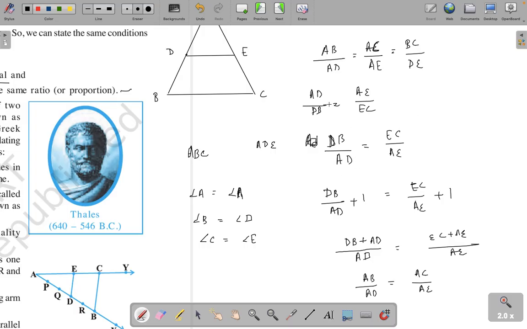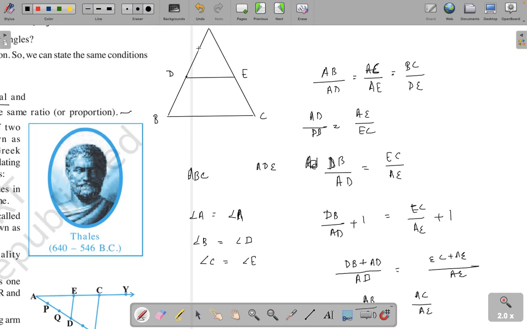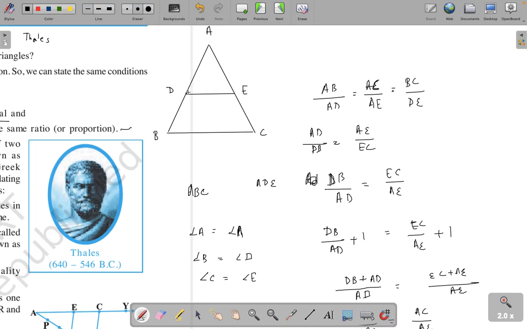Now see, why did I not add 1 here? Why did I take the reciprocal? Because if you add 1 here, you'll get AD plus DB, which is AB, but in the denominator you'll have DB only. You don't need DB, you need AD, because AD is a part of the triangle, not DB. So you want to have this in the denominator. That is why you have to take the reciprocal.